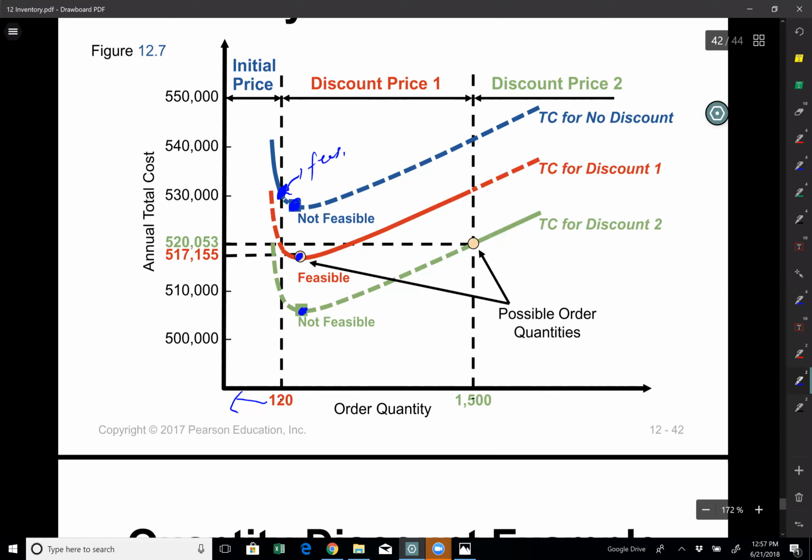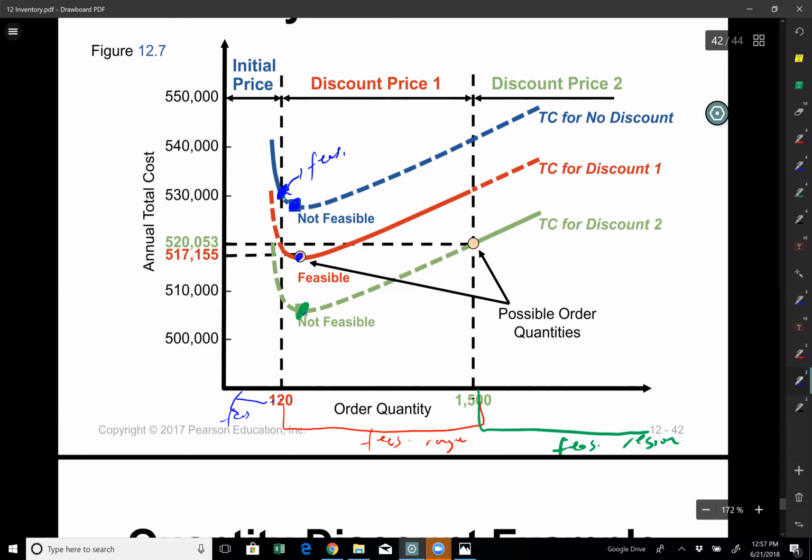And for the second total cost function, this red one, it is feasible because the quantity here is within its feasible range, right? This is its feasible range, and this best solution falls in that feasible range, so it is feasible. And if you look at the green line right here, the best solution is right there, but again, the feasible region for green is right here. Again, for blue, the feasible region is right here, less than 120.